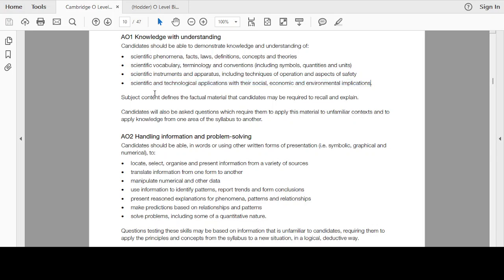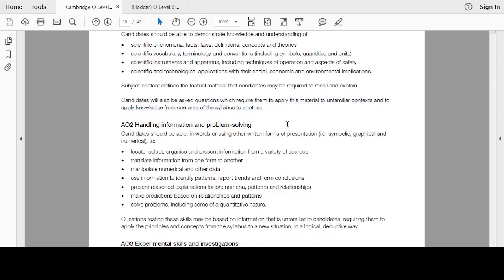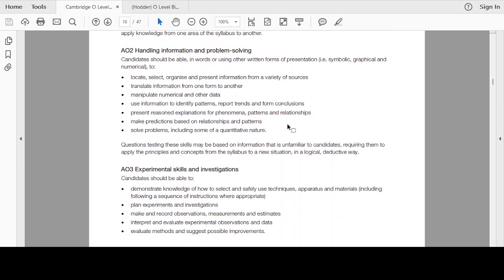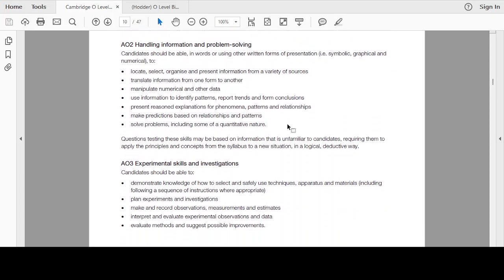Students, subject content defines the factual material that candidates may be required to recall and explain. And candidates will be asked questions which require them to apply this material to unfamiliar contexts and apply knowledge from one area of the syllabus to another. So that will become clearer when we go through the syllabus and later on when we are doing past papers.